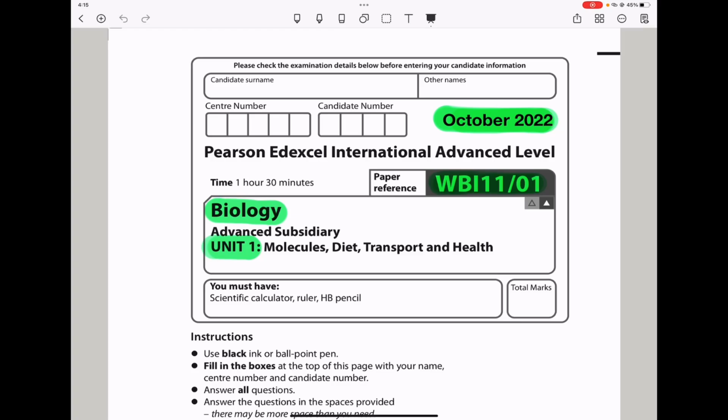Today we are doing the Pearson Edexcel International A-Level Biology Unit 1 for October 2022. Let us begin with the first question.